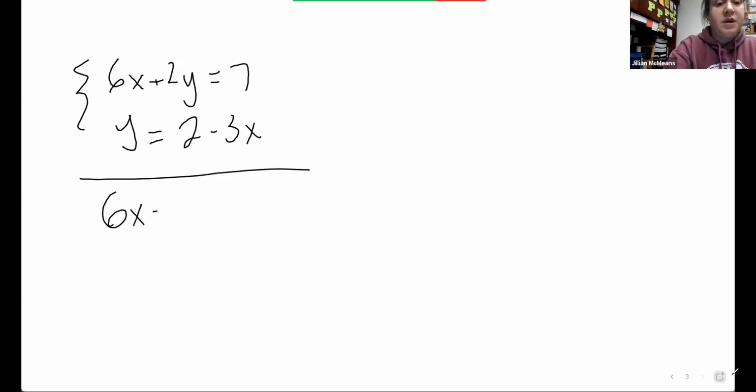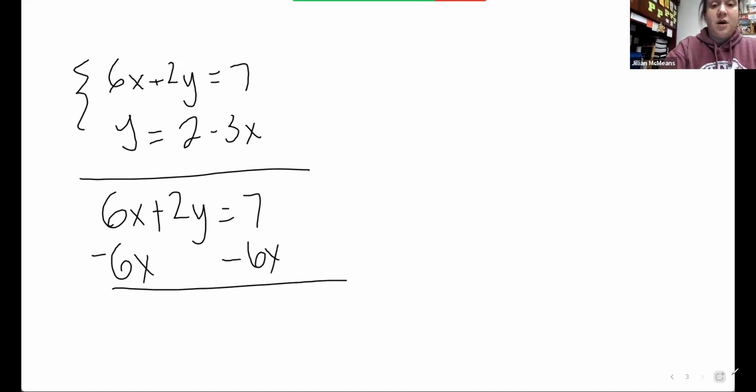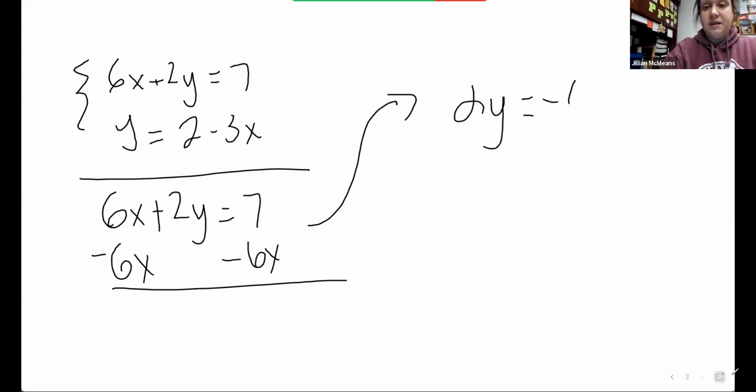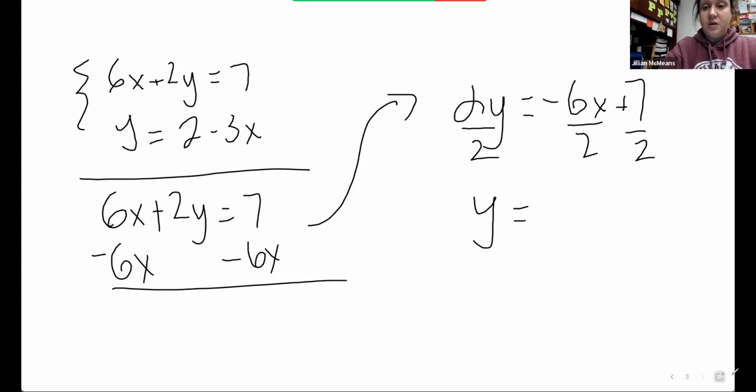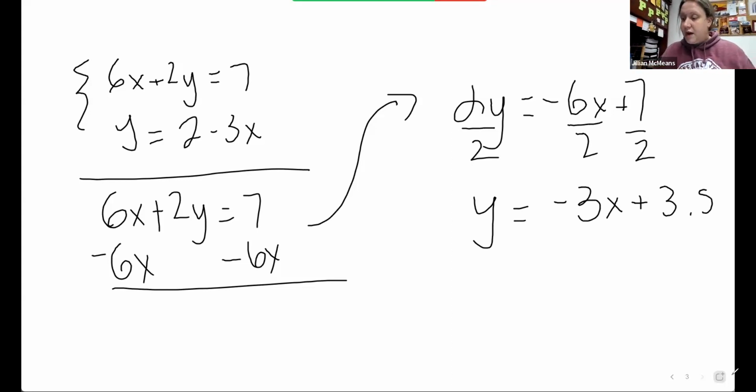So I get 6x plus 2y equals 7. I want to get the 2y alone, so I'm going to subtract 6x from both sides. I'm going to move this up here just for the sake of space. So now I have 2y equals negative 6x plus 7. I want to divide everything by 2. So I get y equals negative 3x plus 7 divided by 2. You could just keep it as a fraction, or you could put it as 3.5. It doesn't matter. Okay, so you've got those two equations right there.